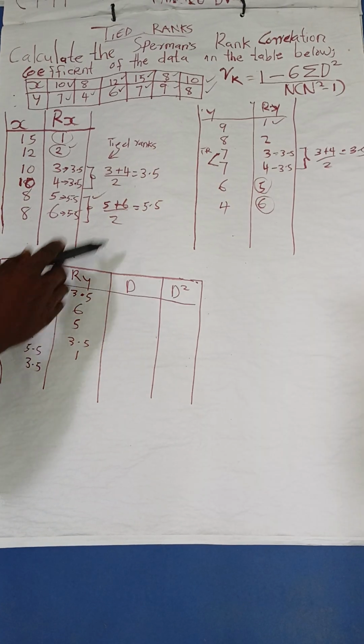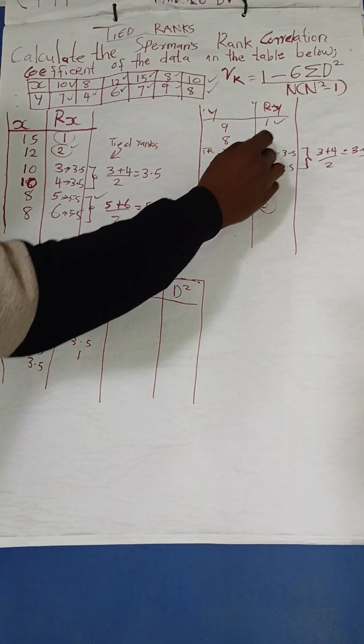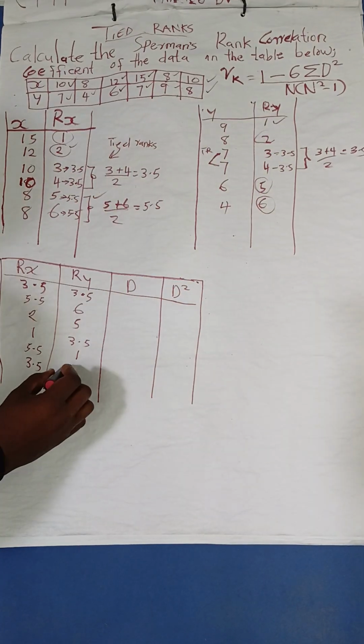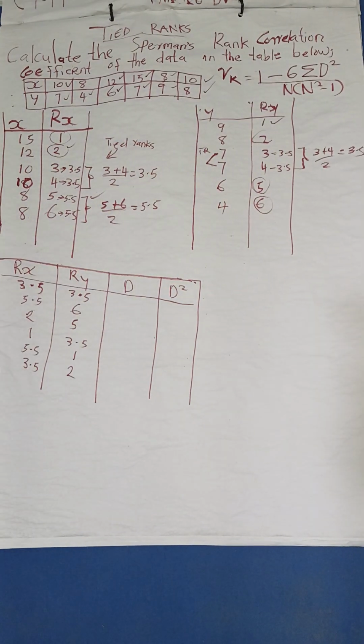Yeah. We go to now 8 in y. 8 in y we had what? 2. Good. So that is how you identify the final table. Good. Now we get the difference between the ranks.